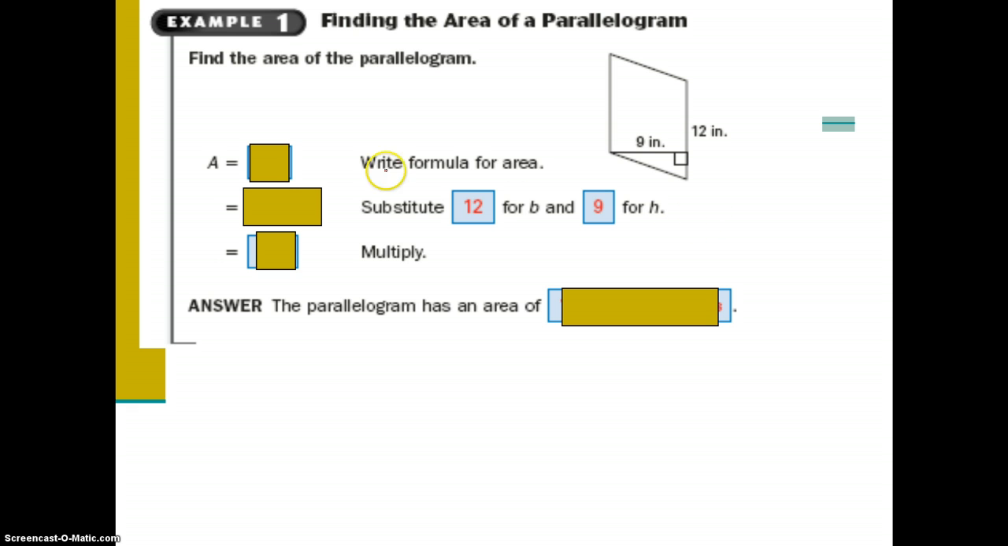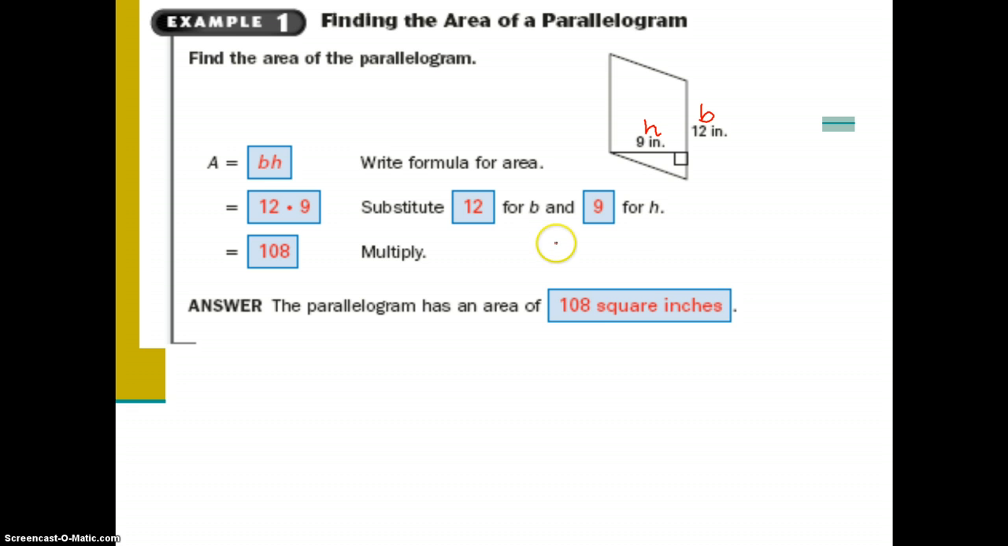Example 1, find the area of a parallelogram. Remember, the formula is base times height. We're going to take the height, which is 9, times the base, which is 12. 12 times 9 is 108. The parallelogram has an area of 108 square inches.